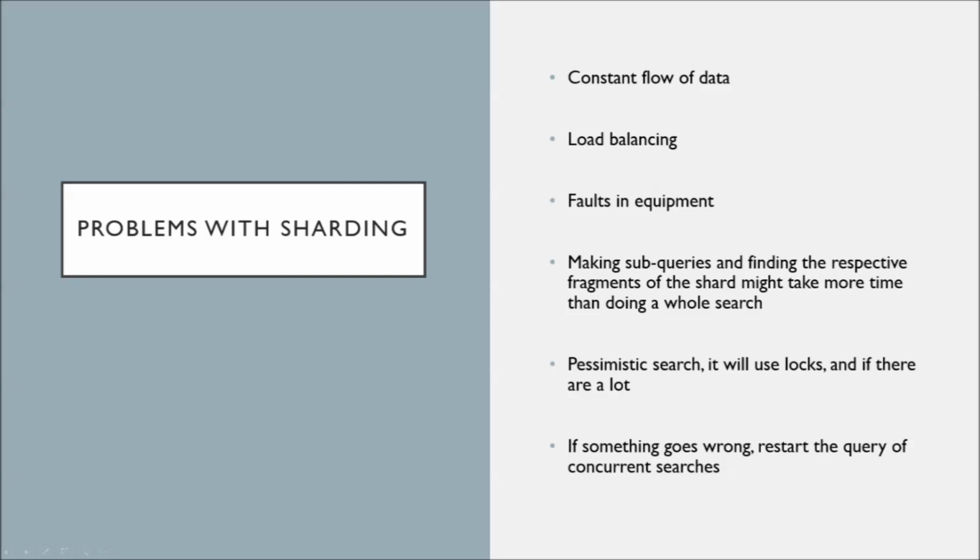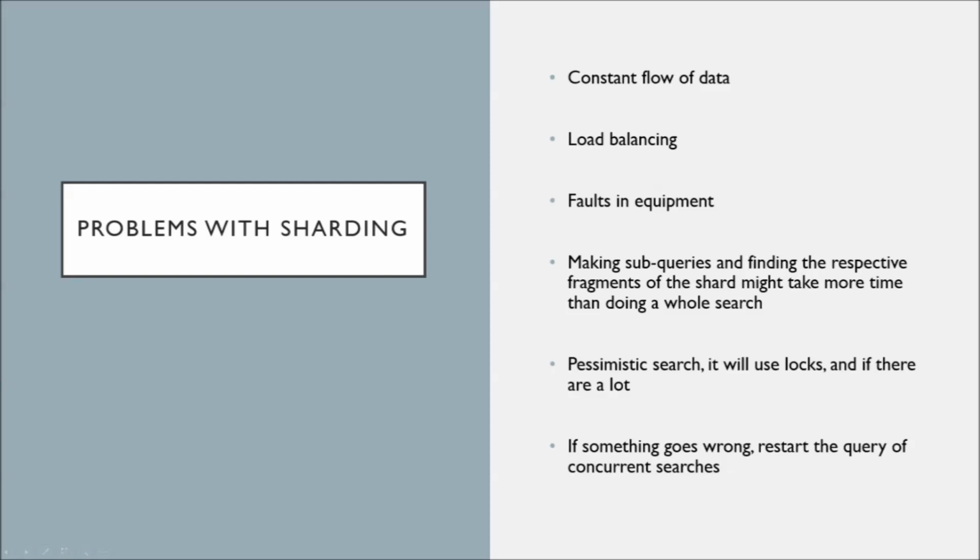Another problem is the possible faults in equipment. That will create the need to replace the equipment, and system-wise it will need to recreate and redistribute the shards. Now we will head to some system-specific problems. Sometimes the time making a tree for a subquery and getting all the information needed takes more time than doing just the whole search. To solve this, it is needed to analyze the query size and evaluate if it's better to divide into subqueries or just do the whole search.